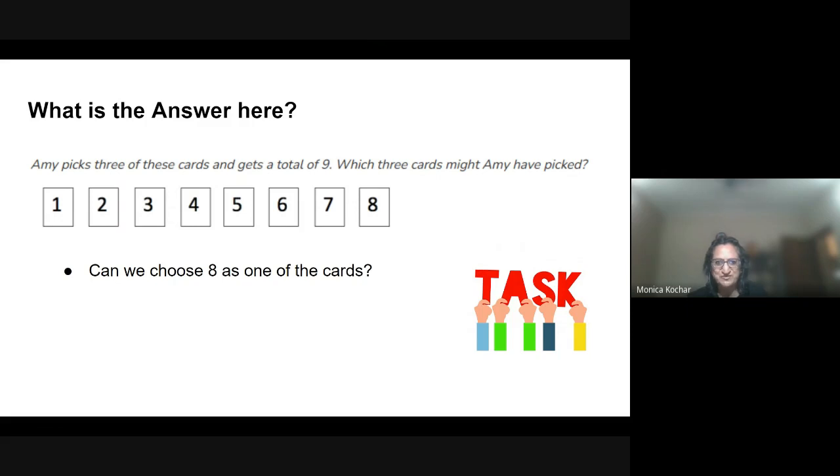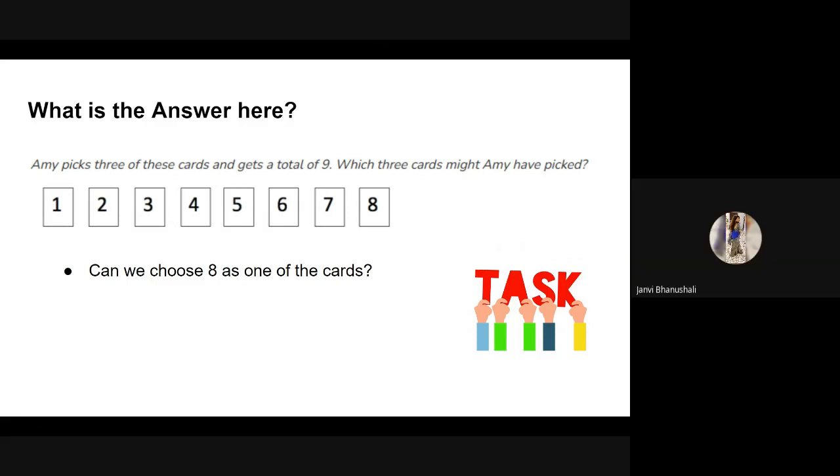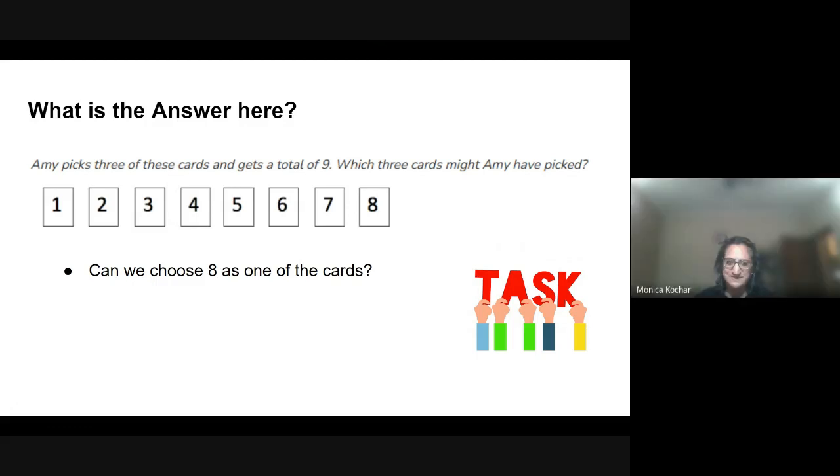Janvi ma'am, can you explain? You can unmute and speak, or you can chat. I want 3 cards, total should be 9, but I picked up 8. Why can't I pick up 8? Because if we pick up 8, there will be remaining only 1 card. That is 8 plus 1 would be 9. So I can't pick up 3 cards, right? I can pick up only 2 cards for that. Fantastic.